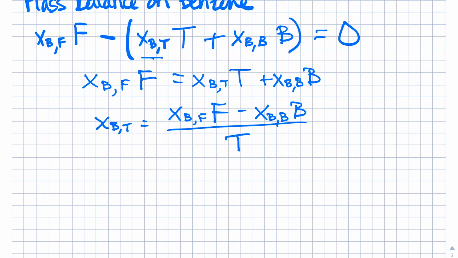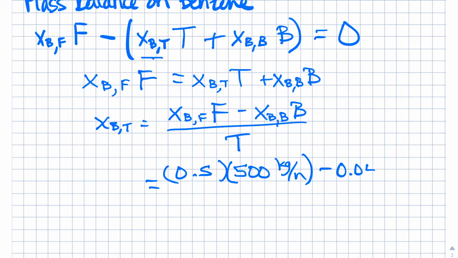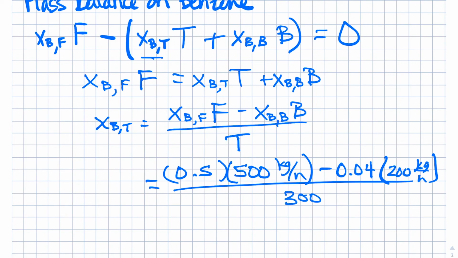So if we go ahead and plug in those numbers, you will get the feed concentration is 0.5, and it's coming in at 500 kilograms per hour. We can subtract off the bottoms, which is 0.04 times the bottoms flow rate, which is 200 kilograms per hour. And we know that at the top we have a flow rate of 300 kilograms per hour because we solved for that prior. And so if you do the math, you get that XBT is equal to 0.81.